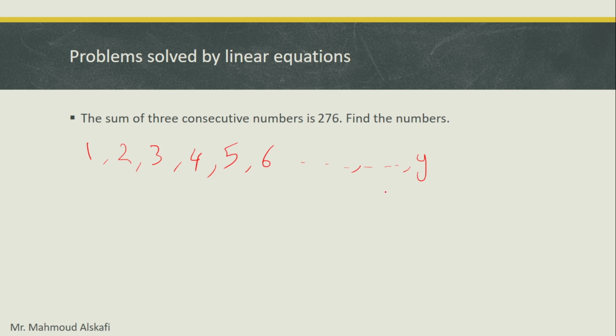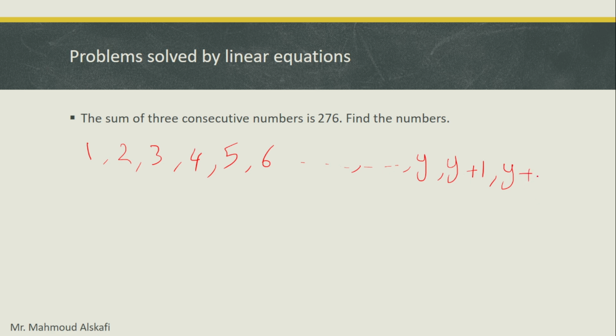The other numbers, or the next number, should be y plus 1, like here. So 1, the other number is 2. So we added 1 to 1 to give 2. And we add 1 to 2 to give 3, and so on. So in this case, the next number should be y plus 1.